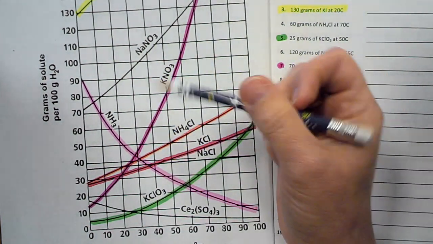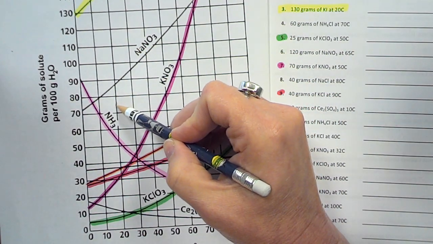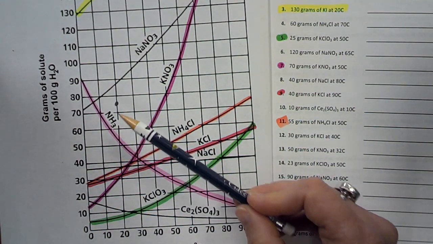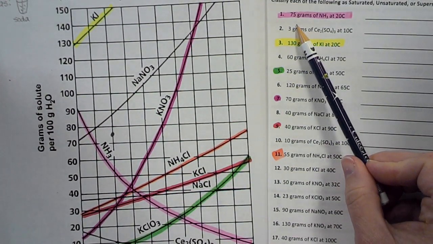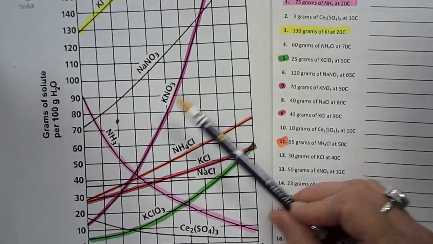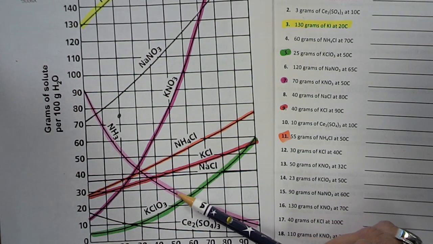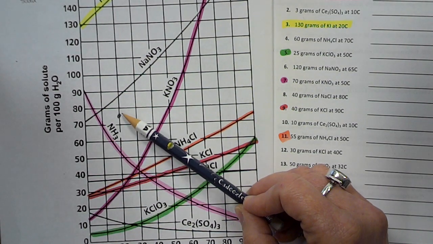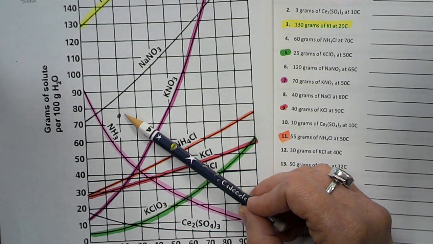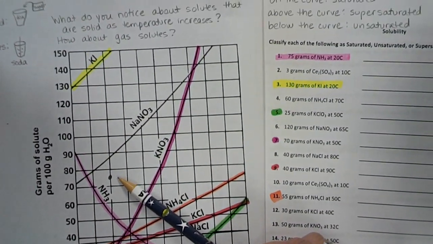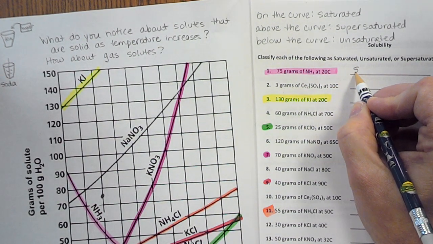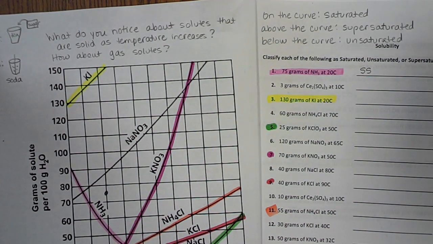So the point at which I'm looking at for 75 grams and 20 degrees C is this point right here. Now I want to take the point that they've just given me, 75 grams and 20 degrees C, and compare it to the ammonia curve. Well, the ammonia curve is right here. It's this pink curve. So am I above the curve, on the curve, or below the curve? Well, clearly, I'm above the curve. If I'm above the curve, what did I say about that? Then it's supersaturated. I'm going to abbreviate that with SS, supersaturated.